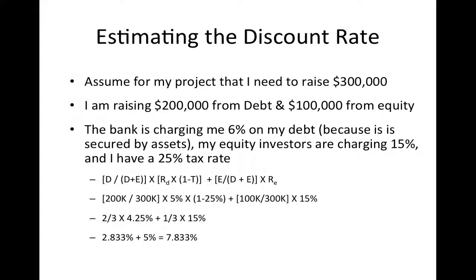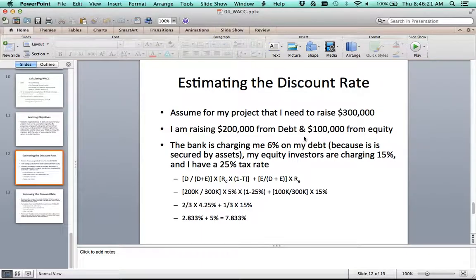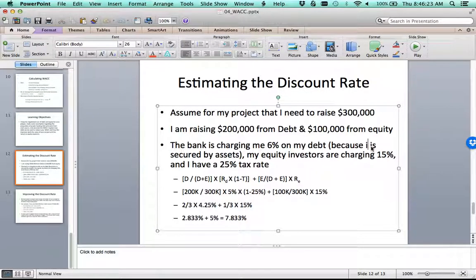So just again, I'm going to start with a basic set of assumptions. Let's assume for my project that I need to raise $300,000, and I start out by saying I'm going to get $200,000 of it in debt and $100,000 in equity. Well, right away, $200,000 out of $300,000 is 2/3, so I'm going to get 2/3 of the money from debt and 1/3 from equity. The bank is going to charge me 6% interest on my debt because it's secured by assets. I'm going to go ahead and change this.